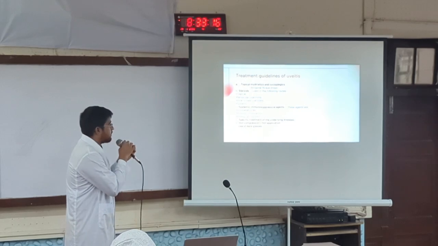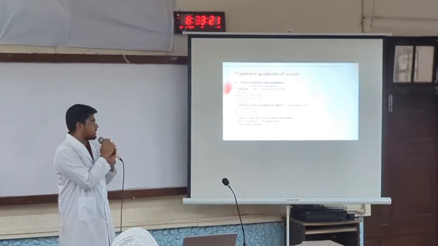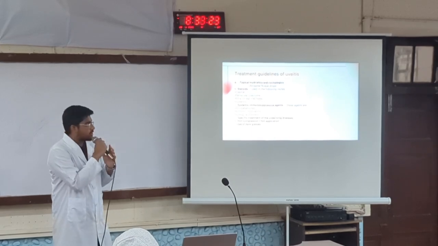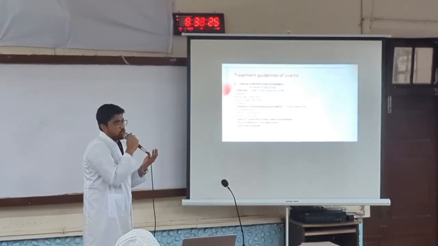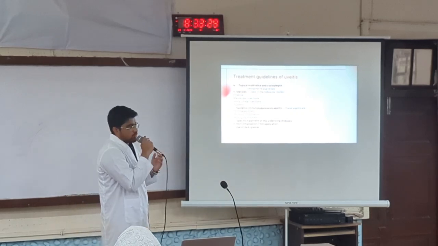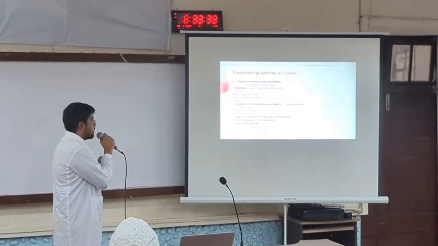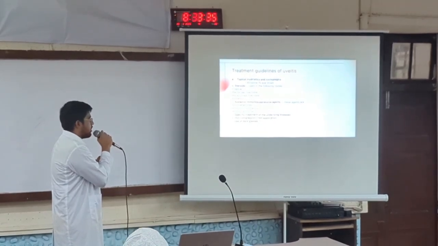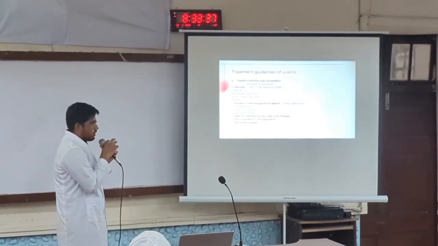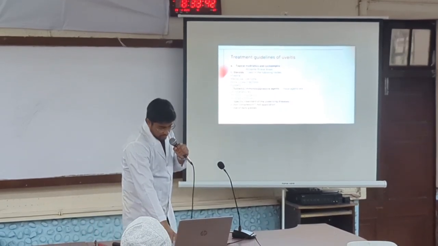For uveitis, at first, again we have to use topical mydriatic atropine 1%. Then steroid we can give in topical, periocular, intravitreal, and systemic route. We can also give systemic immunosuppressant agents and treatment of underlying causes. We can give hot compression, and obviously we have to use dark glasses.